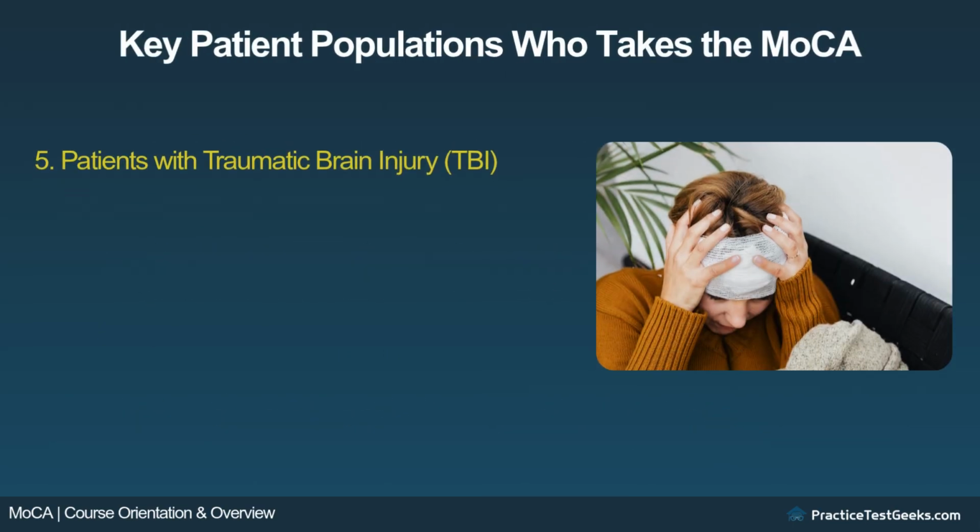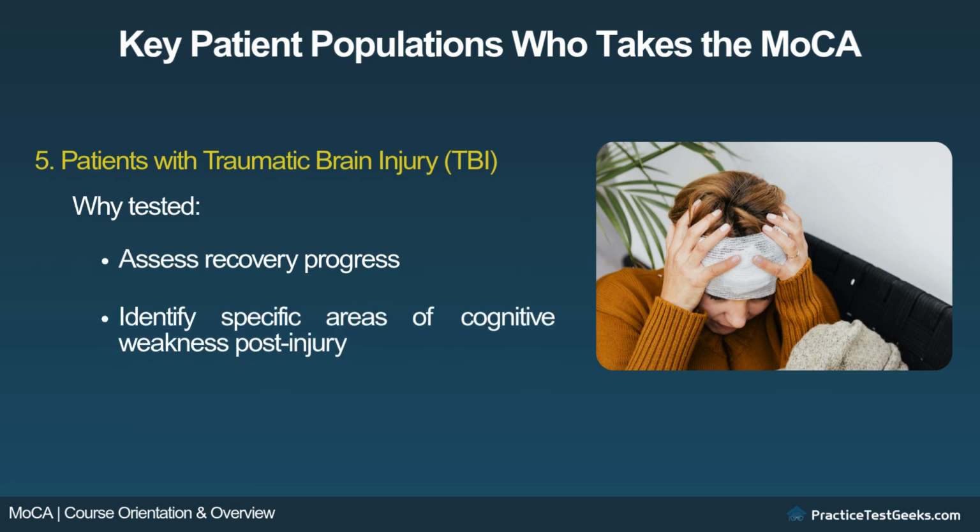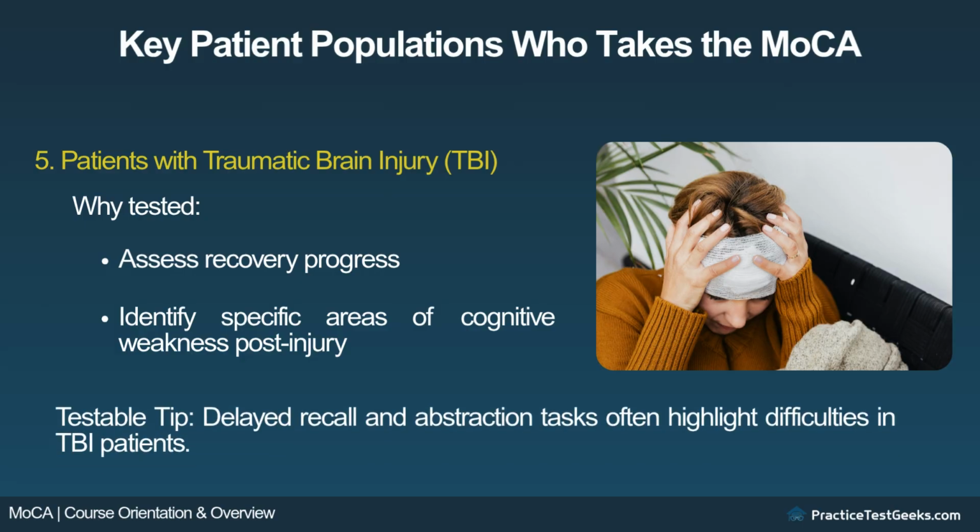5. Patients with traumatic brain injury, TBI. Mild or moderate head injuries can affect memory, focus, and planning. Why tested? Assess recovery progress. Identify specific areas of cognitive weakness post-injury. Testable tip. Delayed recall and abstraction tasks often highlight difficulties in TBI patients.